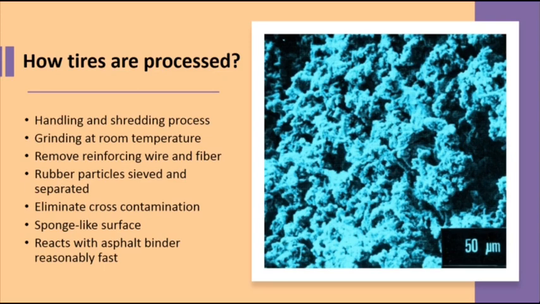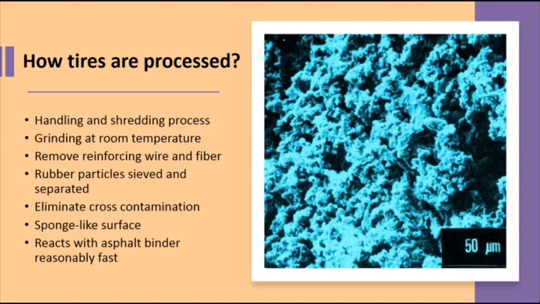The crumb rubber is produced through a process of grinding rubber tires into very small particles. During the process, the tire's reinforcing wire and fiber is removed. The rubber particles are sieved into different sizes, and the resulting rubber particles are consistently sized and very clean. The ambient grinding process is currently the most common and most productive means of producing crumb rubber.